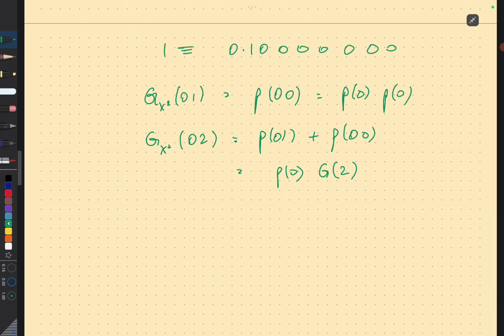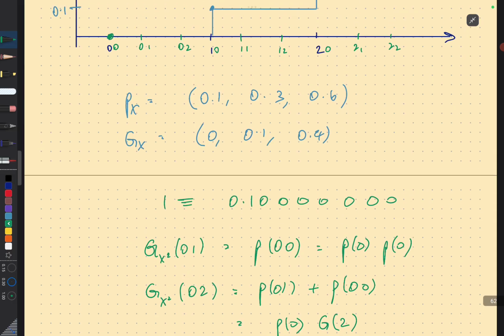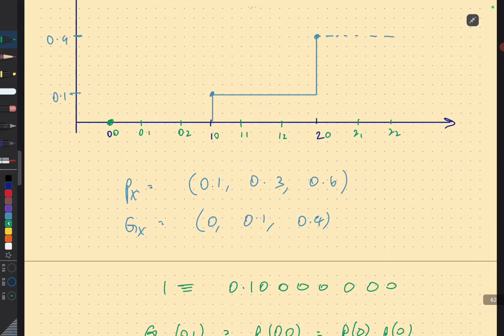Alright, so in general, for any alphabet, G of 0A is P of 0 times G of A, for an IID sequence. Alright. So this will look something like this.